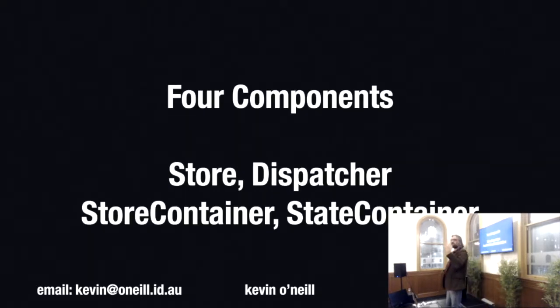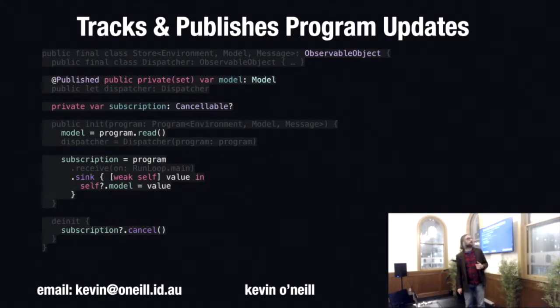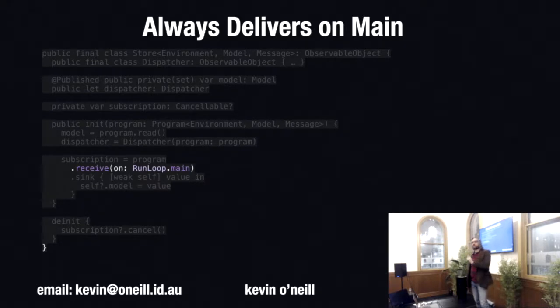It is only 4 components, and they're really quite straightforward components. A store, a dispatcher, a store container, and a state container. The store, and that's the entire implementation, basically tracks and publishes program updates. So a Redux program is producing changes. This just tracks and updates them and puts them into a SwiftUI bindable world. Right? That's why we have observable and published. And it always delivers on main, which is kind of handy.